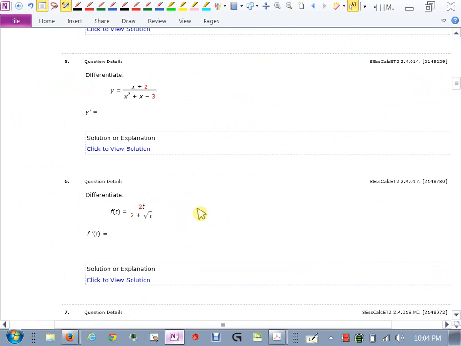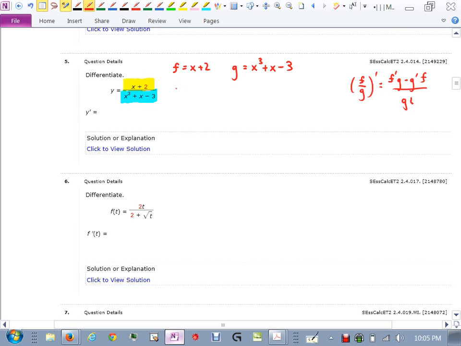Okay, next one. So now we're going to get on to quotient rule. Remember the quotient rule I'm going to be using is the derivative of a quotient is f prime g minus g prime f all over g squared. So for us, what we need to recognize is we have a quotient, right? We have division, and we have a top function, which is going to be our f, and the bottom function here, which is going to be our g. So I'm going to call f that x plus 2. I'm going to call my g the x cubed plus x minus 3.